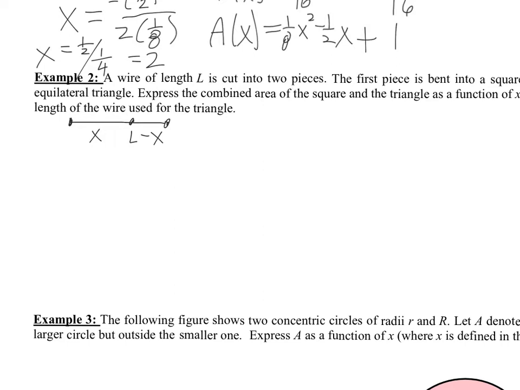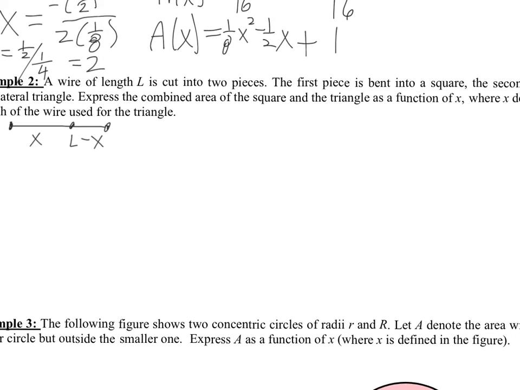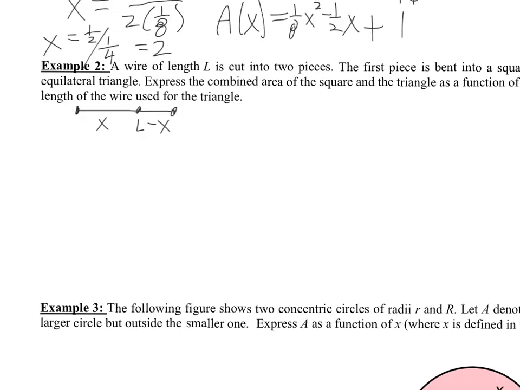So the first piece is bent into a square, and the second piece is bent into an equilateral triangle. I'm going to decide to do it this way because it's actually opposite of how I have it in the notes, so you can see both of them. I'm going to bend this one into a square and this one into a triangle. That just gives you another example to look at some of the simplification of all this algebra.